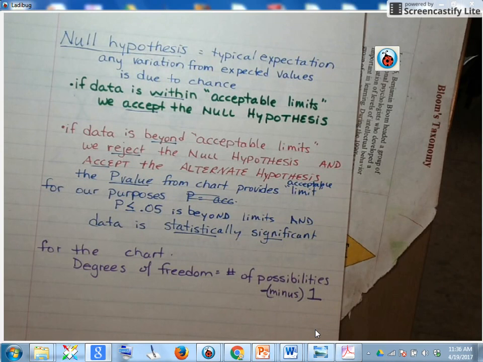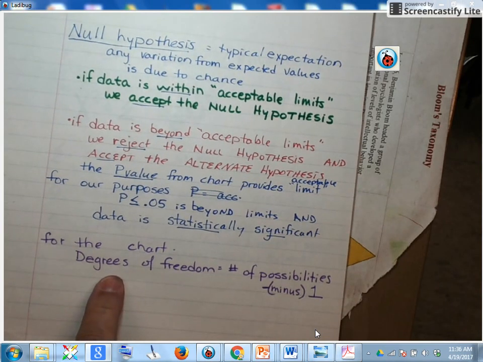Okay. Now, for degrees of freedom. Degrees of freedom is the number of possibilities minus 1. Meaning, if you had a choice between Chips Ahoy cookies, Oreo cookies, Thin Mints, or peanut butter patties, you have 4 choices. So how many degrees of freedom do you have? Well, 4 minus 1 is 3.